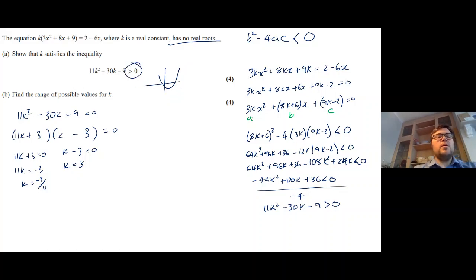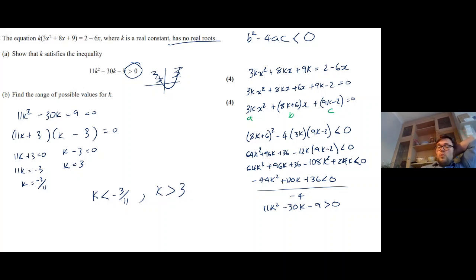And now we look at the inequality. The inequality is shown as greater than, so this arm and this arm are the regions that I want. So how you would write that is k must be less than minus 3 over 11, or k is greater than 3. And hence you've done your answer.